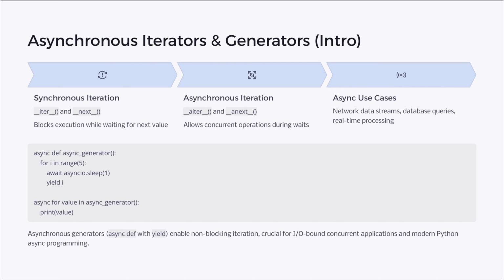Synchronous iteration uses __iter__ and __next__, blocking execution while waiting for values. Asynchronous iteration with __aiter__ and __anext__ allows concurrent operations, ideal for network data streams and real-time processing. Asynchronous generators, using async def with yield, enable non-blocking iteration, essential for I/O-bound concurrent applications in modern Python async programming.